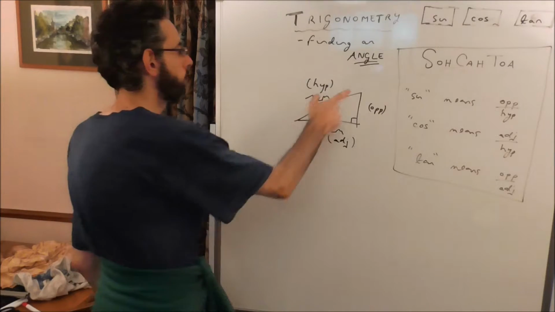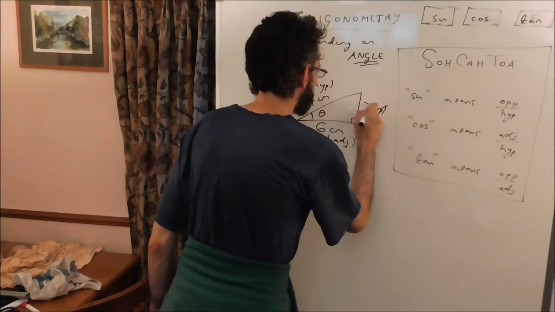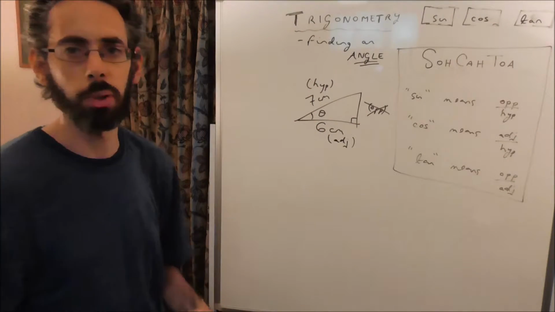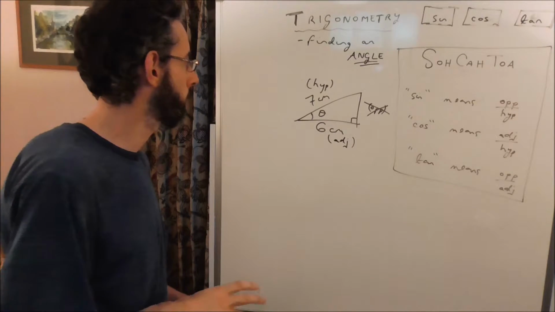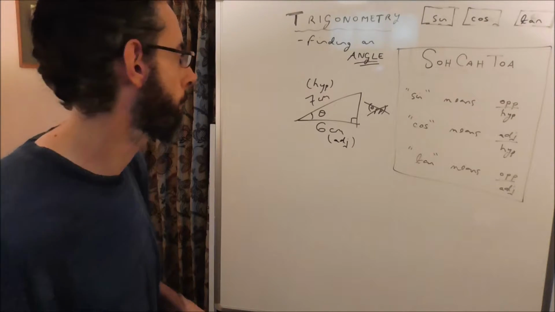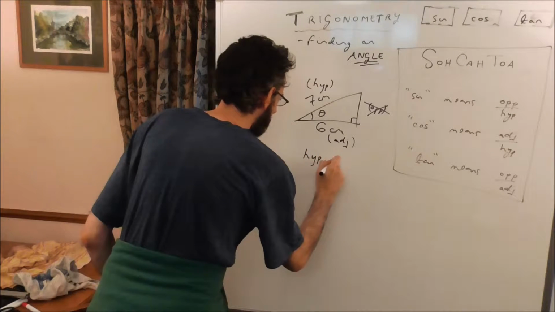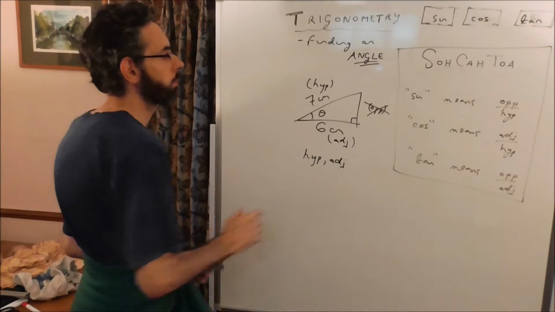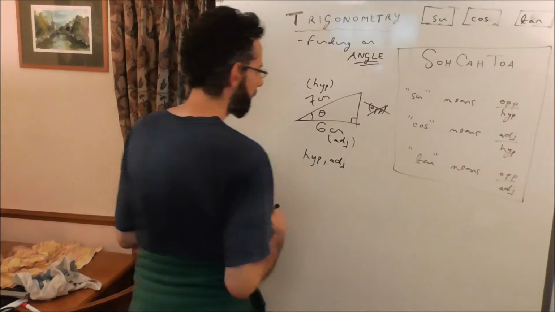Now notice the opposite side wasn't marked at all in this question, so we can ignore it. This question is about the hypotenuse and the adjacent. They're the two sides we've been given. So which button, sine, cos or tan, is to do with the hypotenuse and the adjacent? Well, it's cos. Cos means adjacent divided by hypotenuse. It's cos.